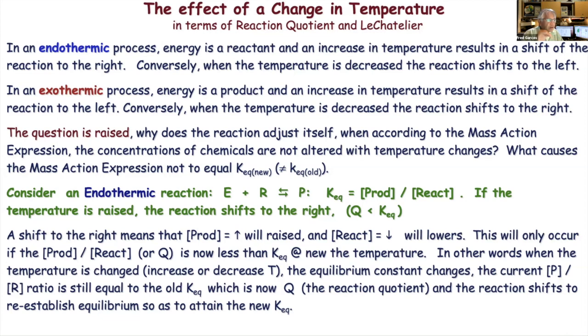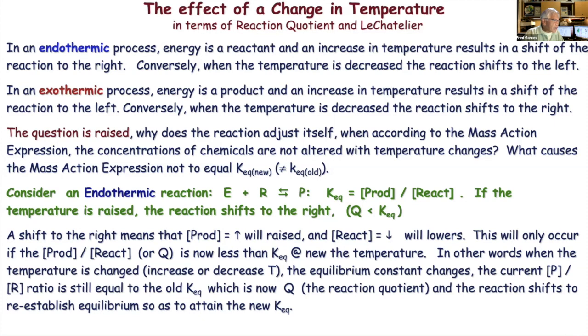In this particular topic, we asked the question last time: when we change the temperature of a reaction, we're not really adding or taking away chemicals. We're not changing the concentration. So why does the equilibrium get upset when we change the temperature? And the answer goes to this right here, okay?